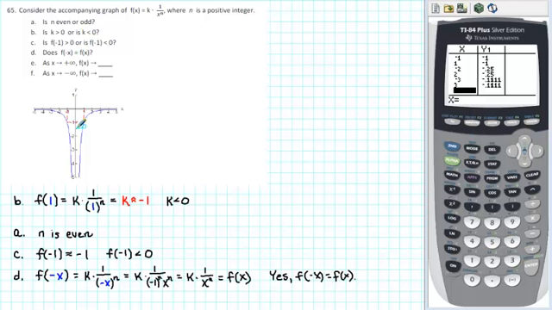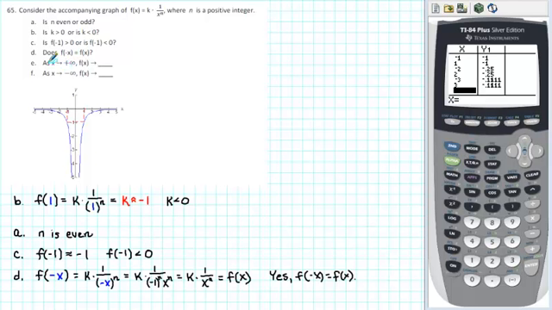We could have answered the question graphically as well. Notice that the graph is symmetrical about the y-axis. In other words, if we were to fold the graph along the y-axis, both sides of the function would coincide with one another. That shows us graphically that the function is even and that f of minus x is equal to f of x.